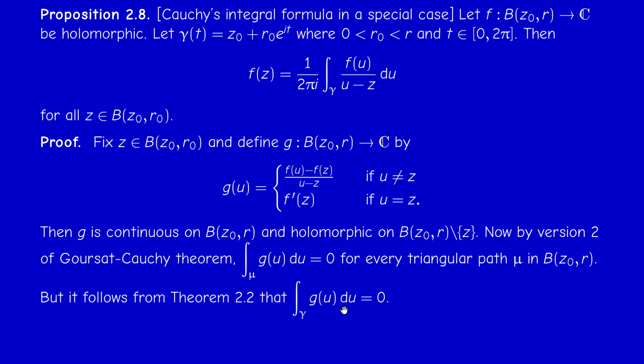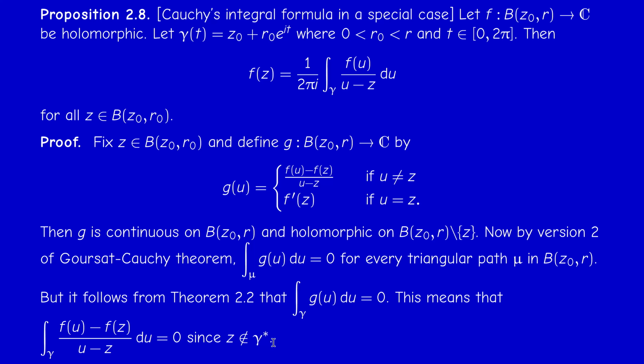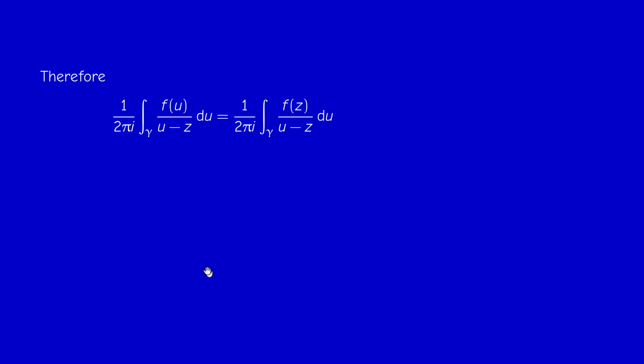And therefore, since g of u equals this ratio, because now if u is in gamma and z is not in gamma star, therefore g must be equal to this Newton's ratio. So I get that the integral of this ratio is 0. Here we integrate with respect to u, fixing z. Okay, but z is arbitrary. Okay, so let us make this explicit. Let us split it into two parts. Okay, so these two integrals are equal.